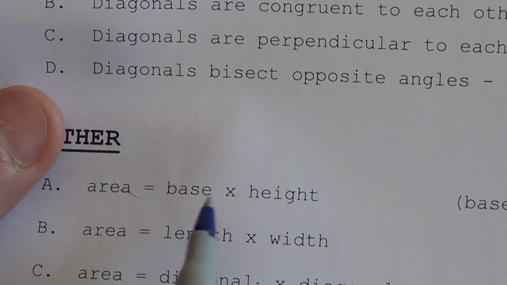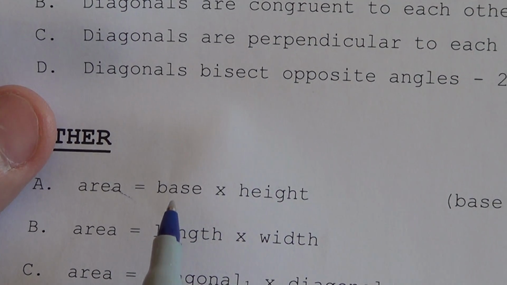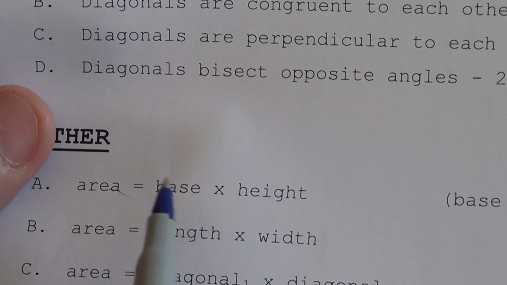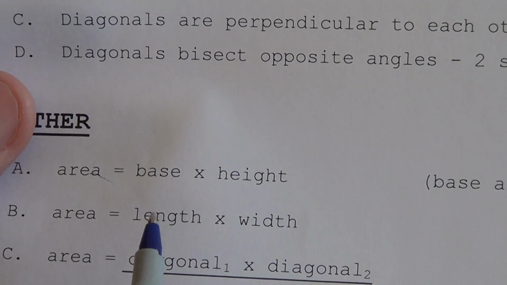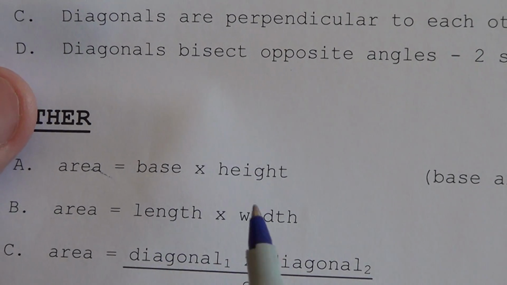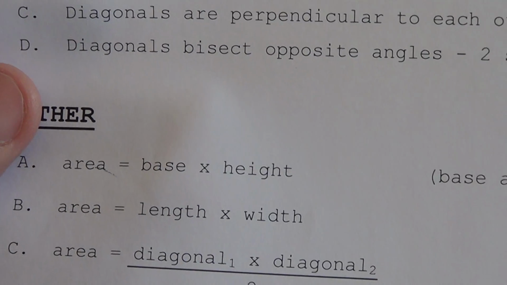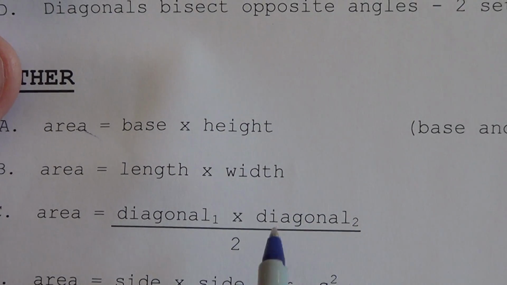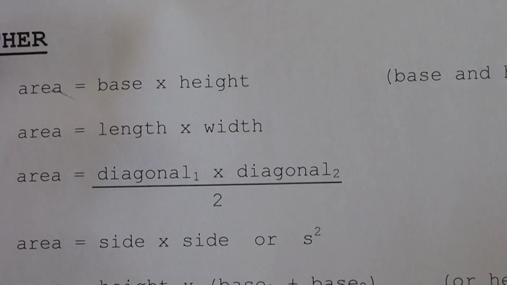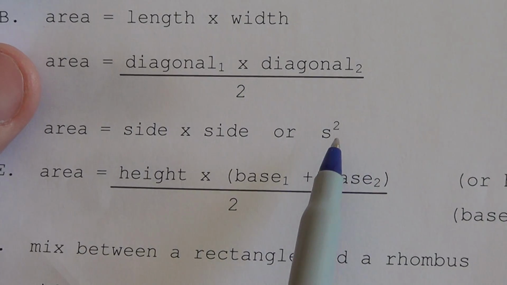Let's look at these things. Base times height. That doesn't work very well because the bases are different lengths. So we can't just, well, which base would we pick? I don't know. So we can't use this. Length times width. Well, the length of a trapezoid is not perpendicular to the width of the trapezoid. Remember, the things we multiply need to be perpendicular in order for this to work. Diagonal 1 times diagonal 2 over 2. That's not going to work. The diagonals are not perpendicular to each other. Side times side, or side squared. Well, the sides don't have to be equal.